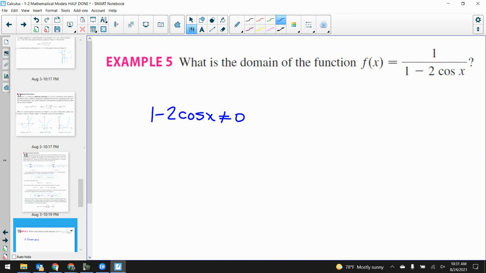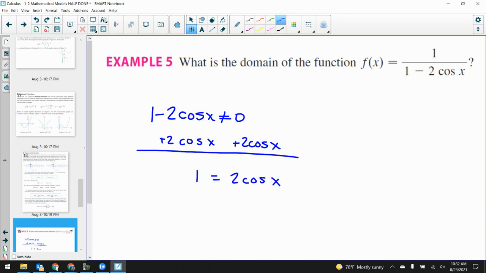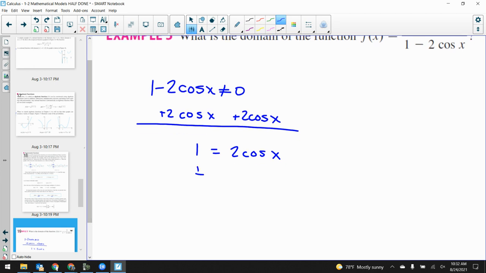All right, so first things first, instead of subtracting the 1, I don't like negatives, so I'm going to add the 2 cosine x over to the other side. Man, I'm like an algebra teacher now. I'm showing all the inverse operations. Like, okay, we're going to cancel this. I'll draw a dotted line down the center. So we've got 1 is equal to 2 cosine x. We divide by 2 over to the other side to get cosine alone. So 1/2 is equal to cosine x.